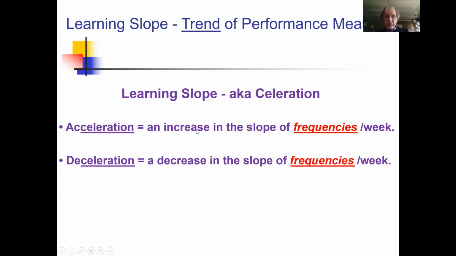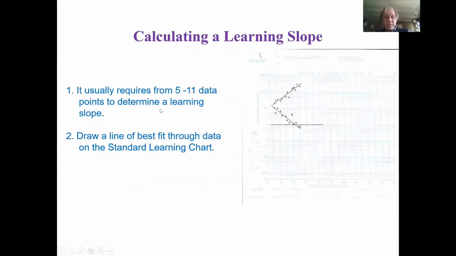So an increase in the slope of frequencies per week is acceleration, and a decrease in the slope of frequencies per week is deceleration. It usually requires from 5 to 11 data points to determine a learning slope. And we draw a line of best fit through data on a standard learning chart. There will be a future video explaining the standard learning chart.